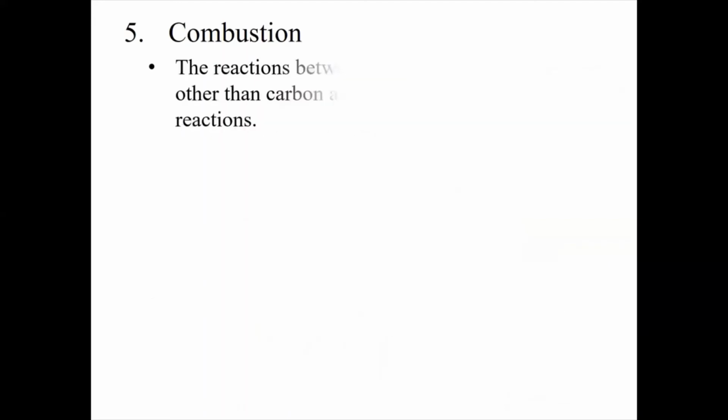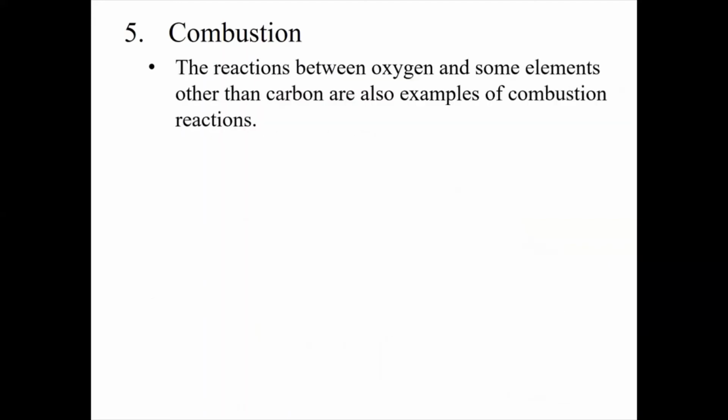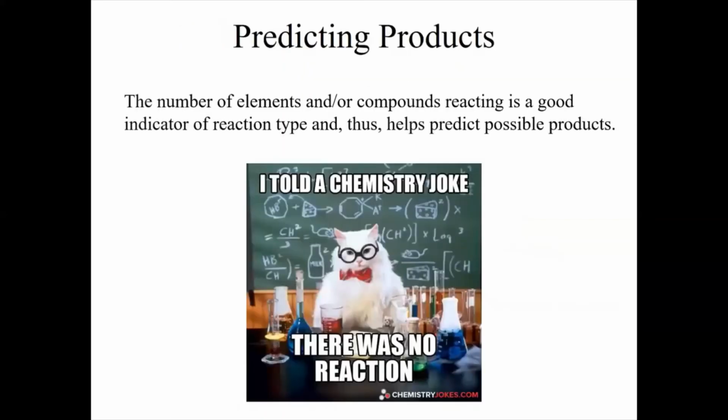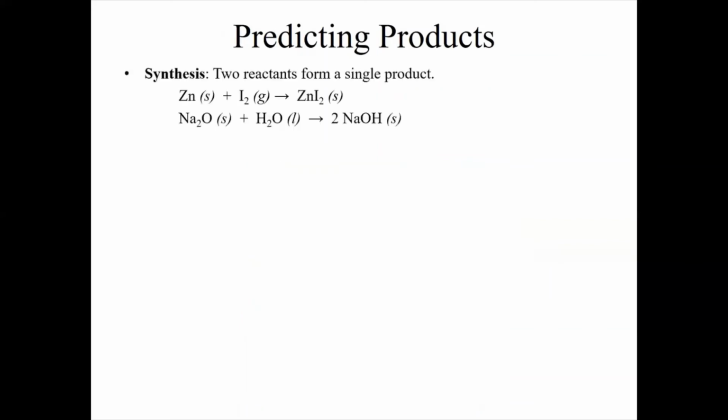be products. There are reactions between oxygen and some elements that are examples of combustion. Magnesium and sulfur burning in the presence of oxygen, the production of water. These reactions could be classified as synthesis. Soon you will be expected to predict the products of reactions, but understanding the general types of reactions will help you do this. So to review, synthesis is the production of a single product.